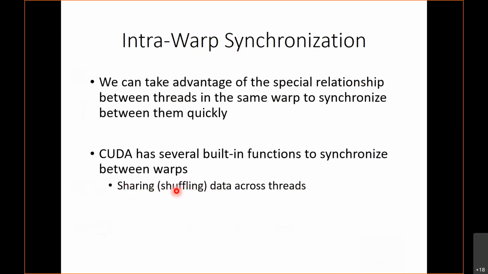And what we mean by sharing data across threads, obviously threads can already share data through shared memory, but here what we mean is actually sharing registers or register values across threads. So a thread can take a value in one of its registers and send it to another thread directly without going through shared memory, as long as that other thread is in the same warp.